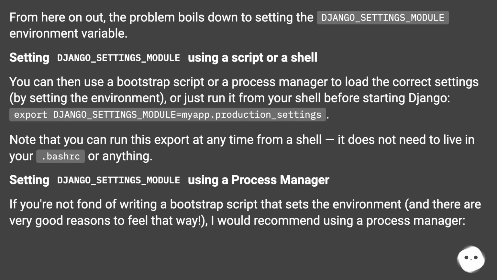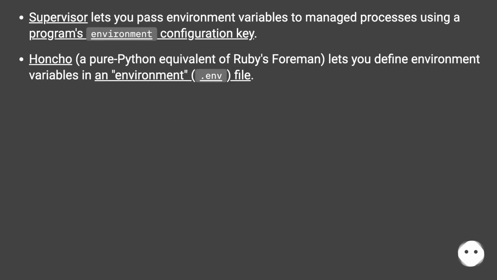Setting DJANGO_SETTINGS_MODULE using a process manager. If you're not fond of writing a bootstrap script that sets the environment, and there are very good reasons to feel that way, I would recommend using a process manager. Supervisor lets you pass environment variables to managed processes using a program's environment configuration key. Poncho, a pure Python equivalent of Ruby's foreman, lets you define environment variables in an environment.env file.